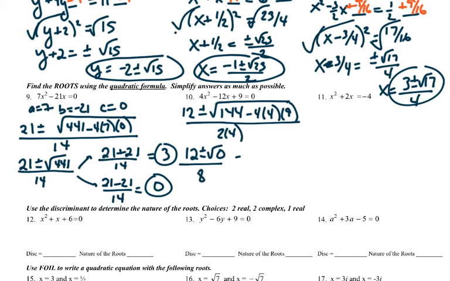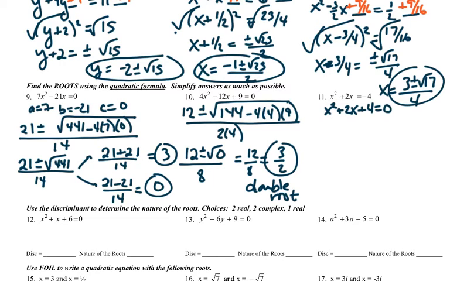And of course, the square root of 0 is just 0, so here we get 3/2. It's technically a double root, but it's fine to just say that x is 3/2. And then this one here, I have to move the 4 to the other side before I assign my a, b, and c.